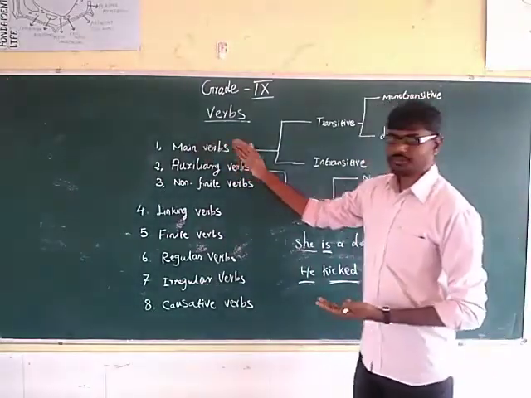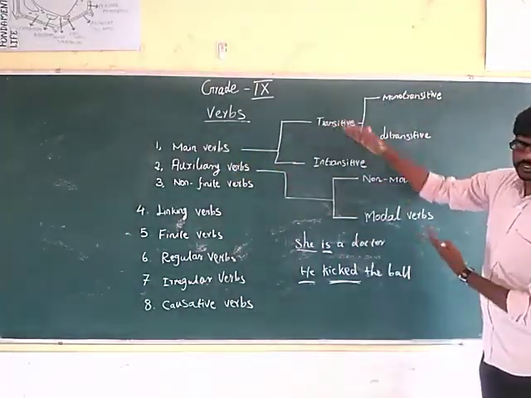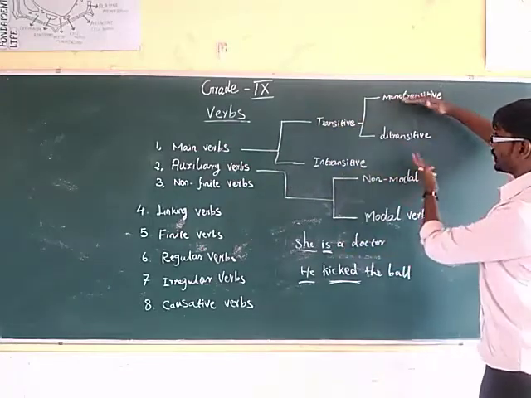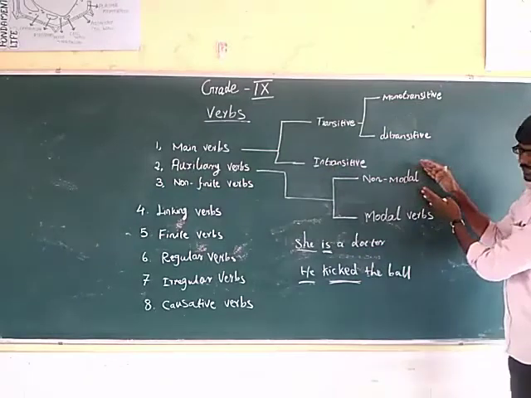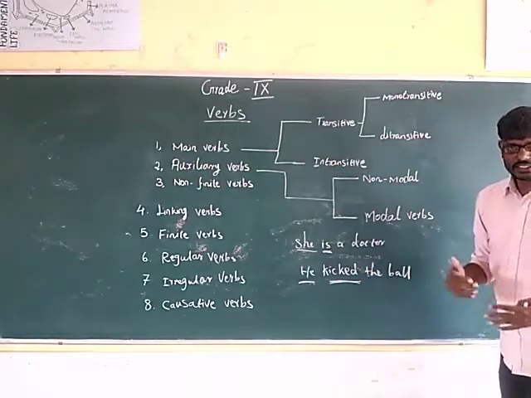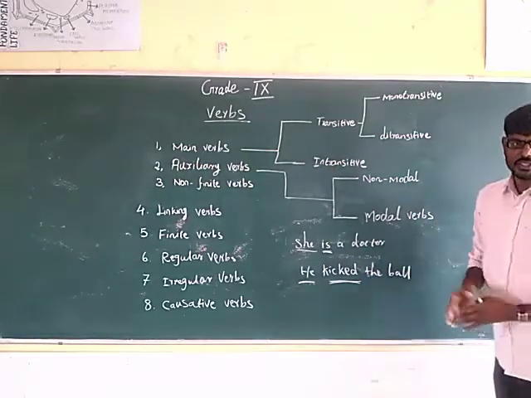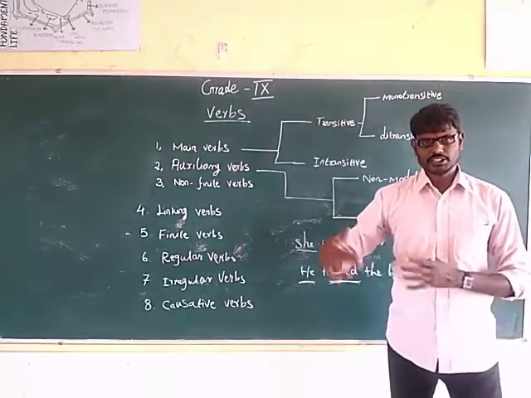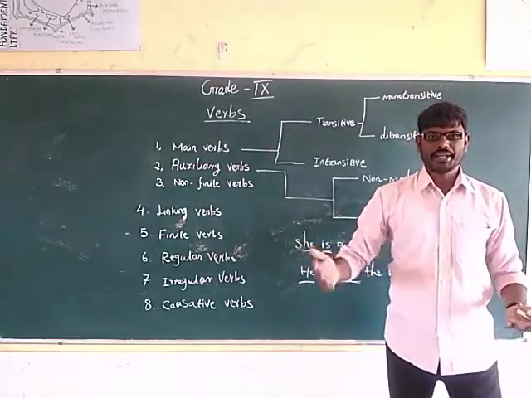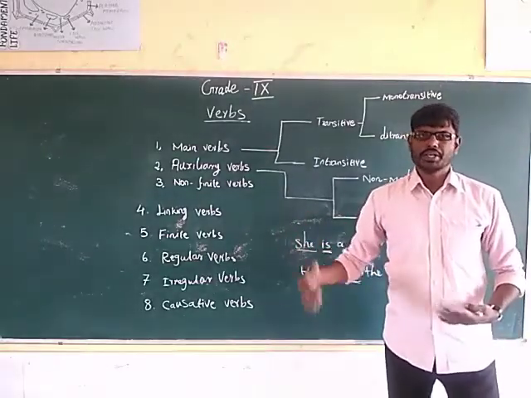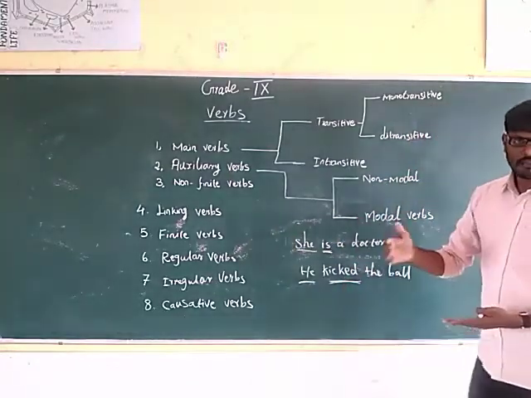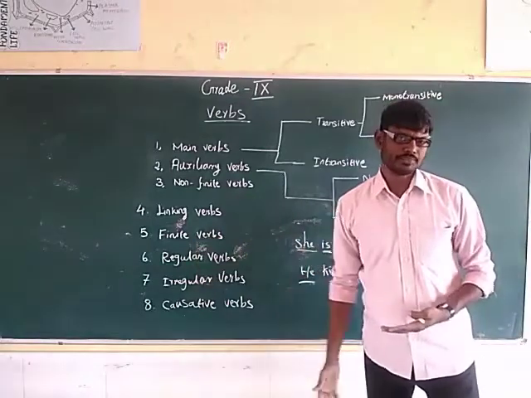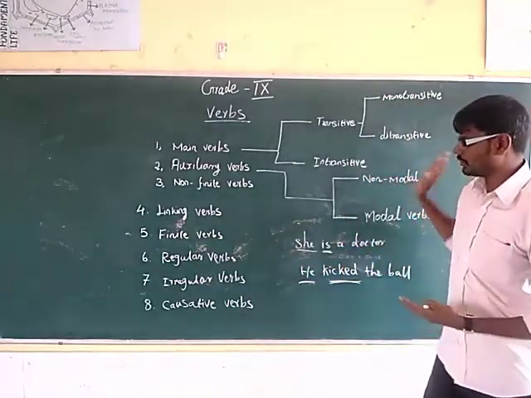So main verbs can be classified into two: transitive and intransitive. Transitive: monotransitive, ditransitive. Auxiliary verbs: non-modal auxiliary verbs and modal auxiliary verbs. First, understand what modal auxiliary verbs are: can, could, shall, should, will, would, may, might, ought to, need not. These are all the modal auxiliary verbs. Non-modal: am, is, are, was, were, have, has. These are all non-modal auxiliary verbs.